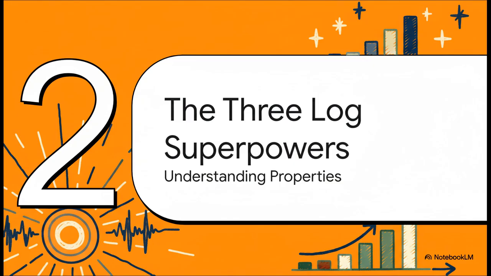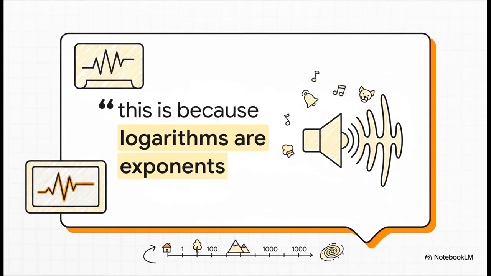Okay, now that we've got a handle on what a log is, let's get into its three main properties. I kind of like to think of these as superpowers because they let you break down and simplify expressions in some really amazing ways. And here is the whole secret to understanding these properties put perfectly by the math district. The reason these rules even work is just because logarithms are exponents. That's it. So all the log rules are really just exponent rules wearing a clever disguise.